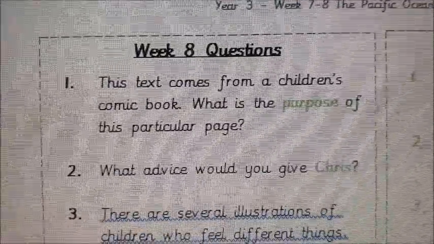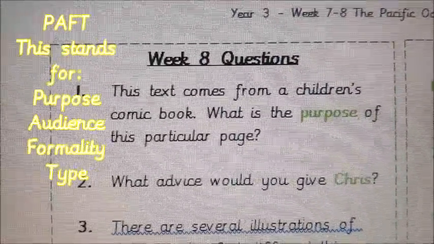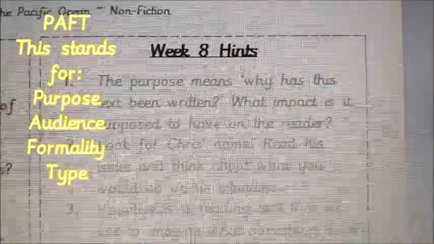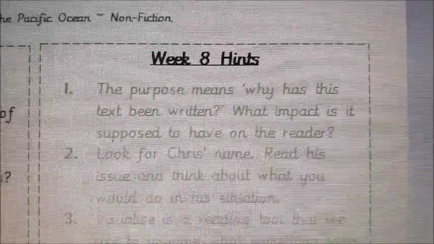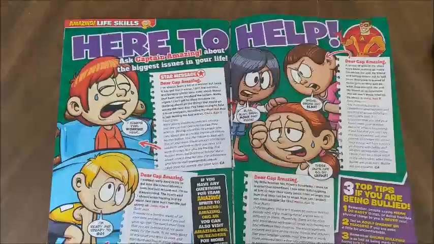If we're struggling to remember what the word purpose means, you might remember it from when we talk about PAFT at school. Okay, let's have a look at the hint. The purpose means, why has this text been written? What impact is it supposed to have on the reader?